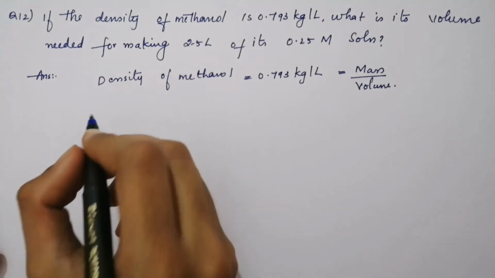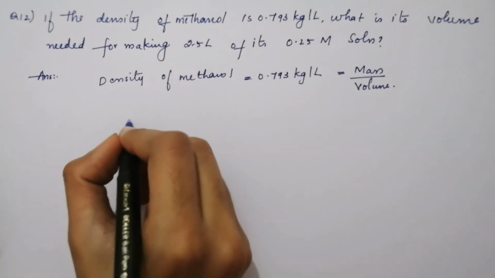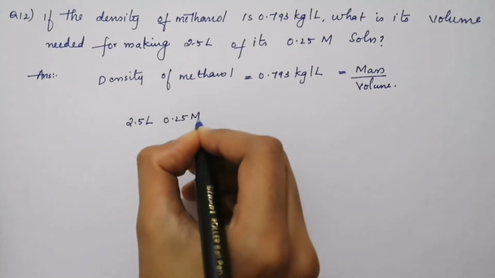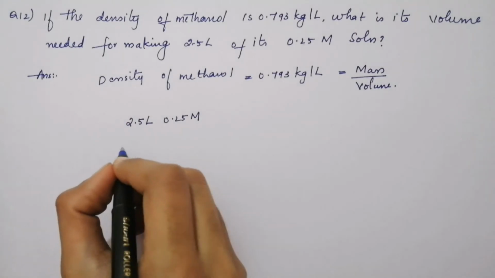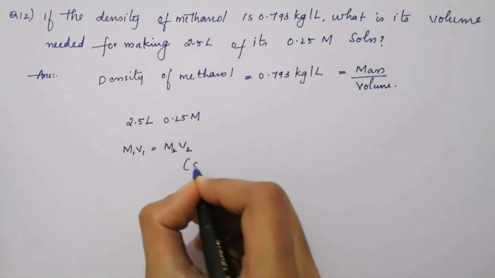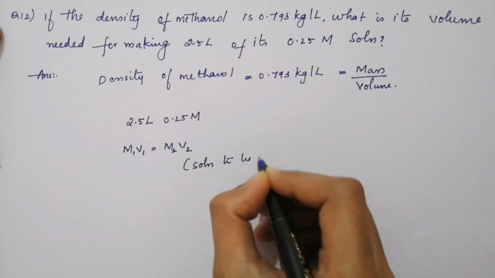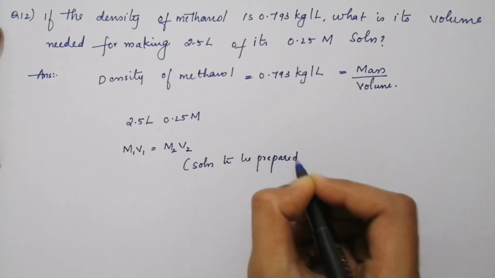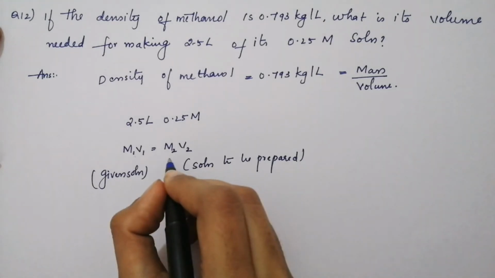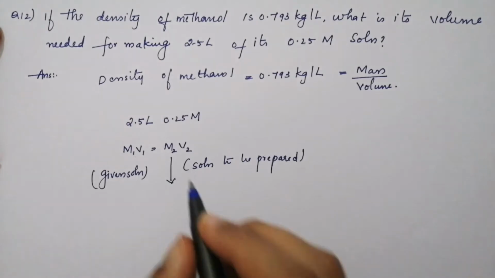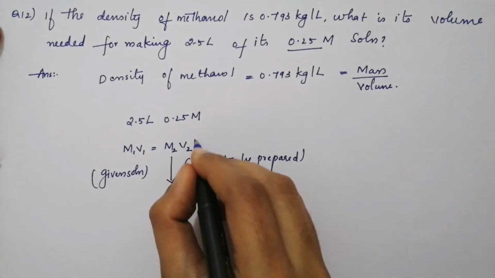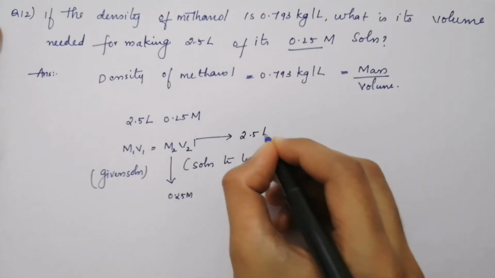In this question, we are supposed to prepare a solution which is having 2.5 liter of 0.25 molar solution. If we use the equation of dilution, that is M1V1 is equal to M2V2, where M2V2 stands for the solution to be prepared and M1V1 for the given solution, we know that M2 is the concentration of the solution to be prepared, which is given as 0.25 molar, and the volume, it is 2.5 liter.